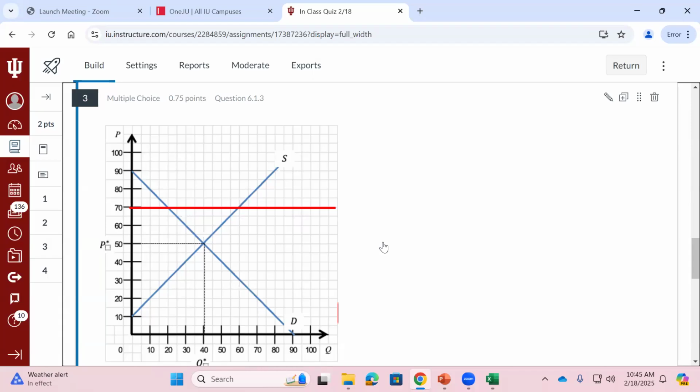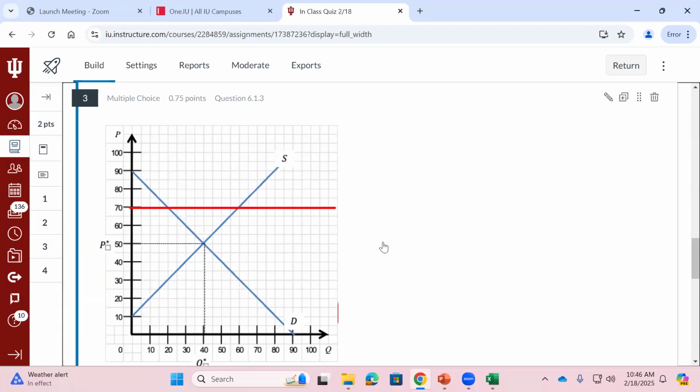Deadweight loss is always going to be the area in between supply and demand of the units that are no longer being produced or sold in that market. So for us, what are the units no longer being produced or sold in this market? That area in between supply and demand, right? All of this is what was lost. Okay. If we're looking at the graph, we'll jump back and grab the number here in a second.